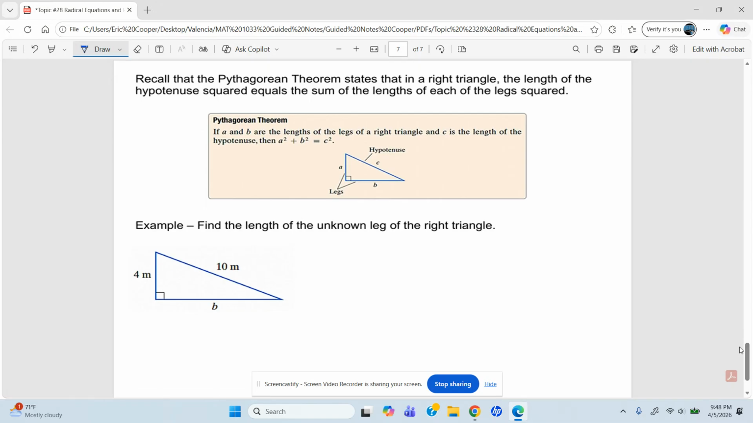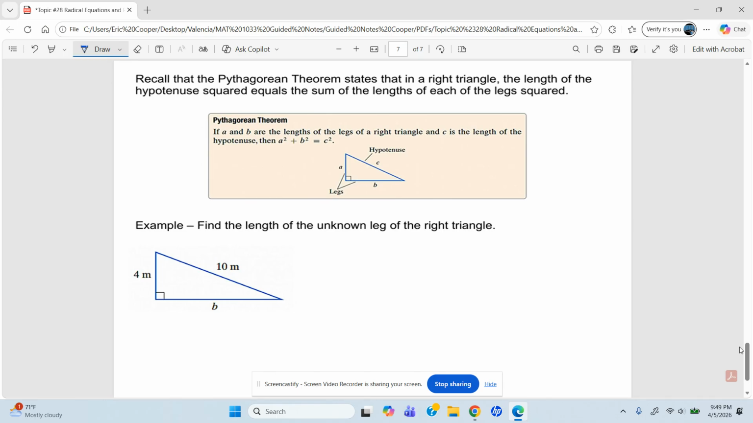Finally, the other thing that we can work now is the Pythagorean theorem. Probably most likely you've seen this in a geometry class before. This is what we use to find the lengths of right triangles. If A and B are the legs of the right triangle and C is the hypotenuse, then A squared plus B squared equals C squared.